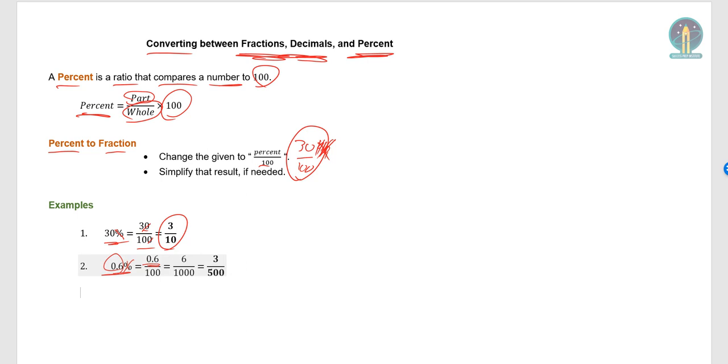Well, if we multiply 0.6 by 10, right, times 10, we end up with 6, right? But to keep the ratio of the fraction the same, I have to also multiply the denominator by 10. So this 100 times 10 gives me 1,000. So 0.6% is equal to 6 over 1,000, which can be simplified further. So divided by 2, 6 divided by 2 is 3. 1,000 divided by 2 is 500. So ultimately 0.6% is 3 out of 500.